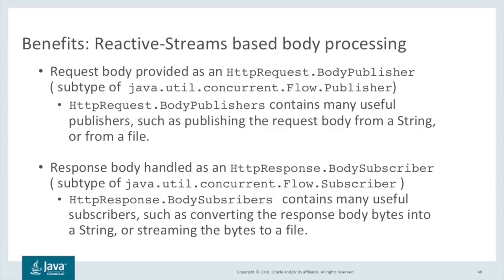Similarly, on the receiving side, the HttpResponse BodySubscriber is a subtype of java.util.concurrent.Flow.Subscriber. It is a subscriber of response body bytes. Again, there is a class BodySubscribers that provides a number of factory methods for creating body subscribers for the most common use cases. For example, converting the response body bytes into a string or streaming the bytes to a file. Custom publishers and subscribers can be written by implementing the BodyPublisher and BodySubscriber interfaces.